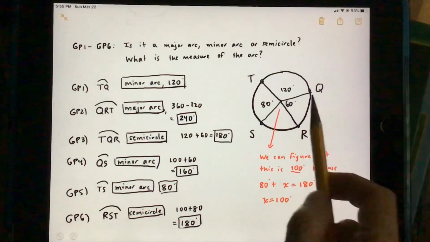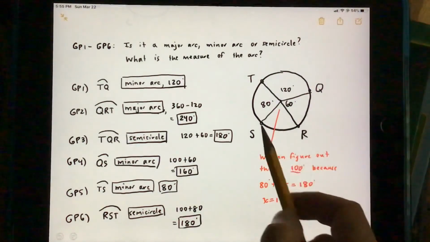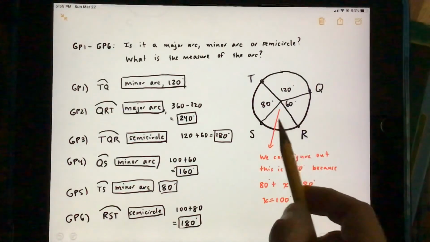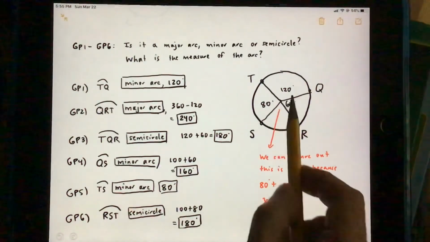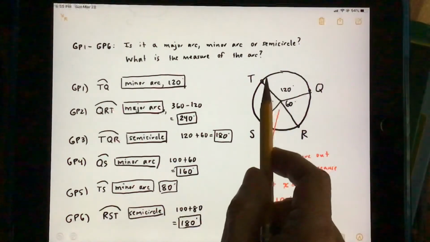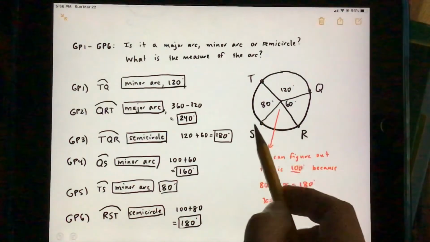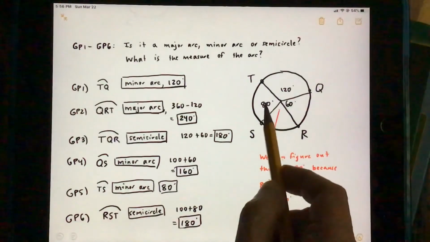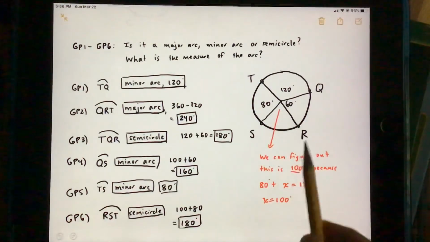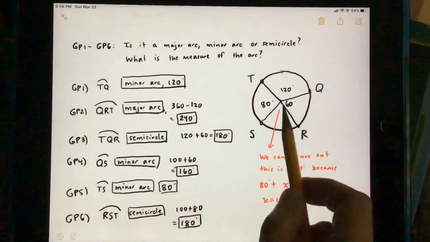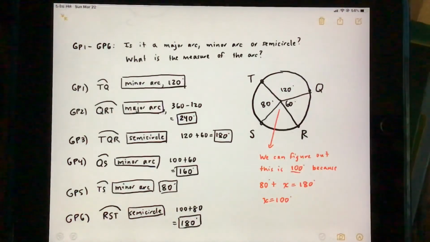Guided practice 4, we are noticing it's got two letters in its name, so that's a minor arc. And from Q to S, we have to figure out what is the sum of those two angles. Well, we can figure out that this angle must be 100 degrees, because 120 plus 60 is 180, and this is half of a circle from T to R, then this also must be a half circle from T through S to R. So 100 plus 80 gives us the 180 degrees for that half circle. So we know actually that this is 100 degrees even though it's not marked. All right, so now we can figure out then that minor arc from Q to S must be a total of 160 degrees, 100 plus 60.